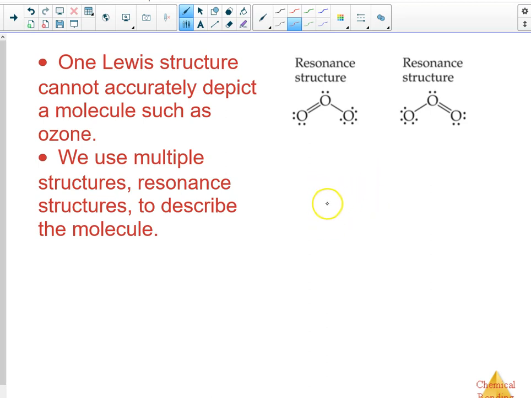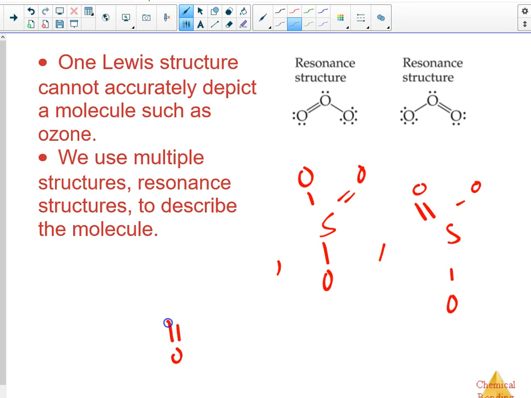If you remember, we did SO3. We had S with three O's. This would have a resonant structure because we could have had the double bond on one O, on another O, and where's the third one? All right, the double bond on the bottom. Those would be the three resonant structures of SO3.